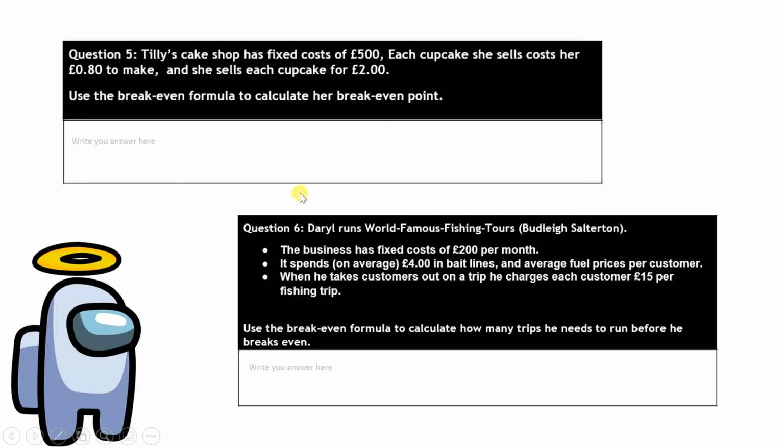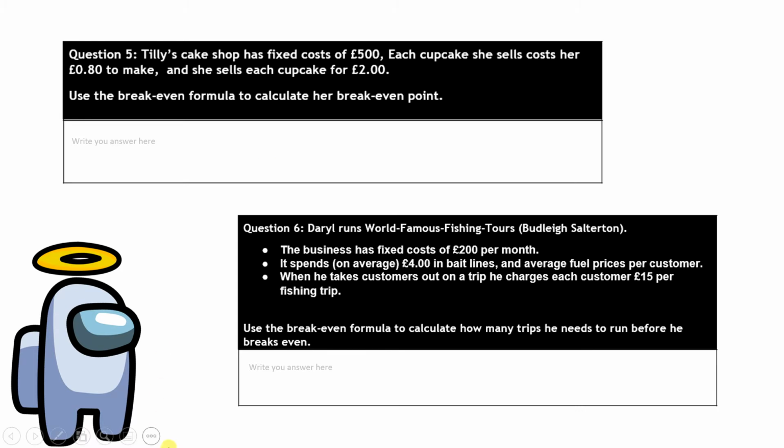Question 5, Tilly, and question 6, Daryl. Here we go. Tilly in question 5 has a cake shop with fixed cost of £500. Each cupcake she sells costs her 80 pence to make, and she sells each cupcake for £2. Use the break-even formula to calculate her break-even point. So we've got the break-even formula, if you remember: fixed cost divided by sales price per unit minus variable cost per unit. Write the formula, write the numbers underneath, and you'll find that easier to deal with.